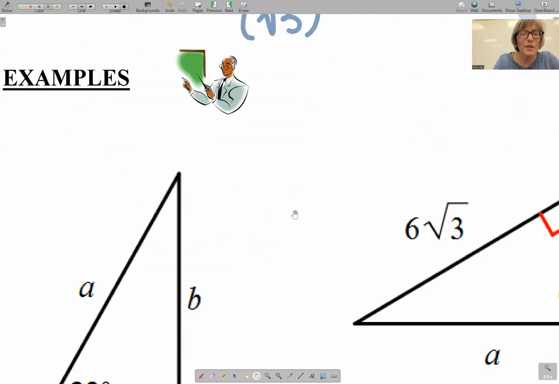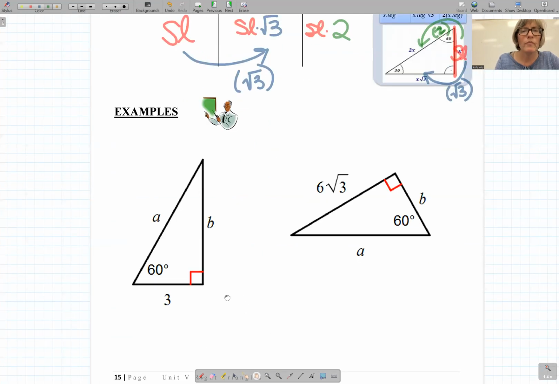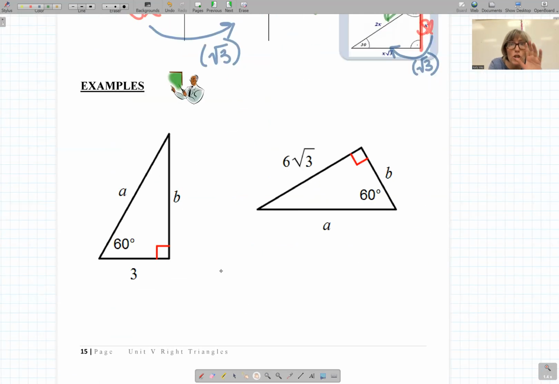All righty, guys. Let's do a couple examples together. You always start with the short leg in a 30, 60, 90. So to identify the short leg, you find the 30, which in this case is right here, and you go opposite of the 30. There is your short leg. Again, the 30 is here. That makes this your short leg.